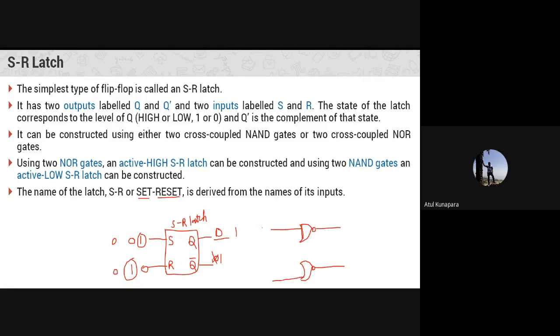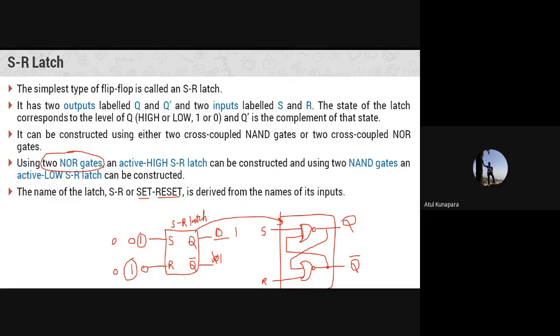There will be two inputs here. You can say here it is S and here it is R. Another input of this NOR gate will be taken from the output of the second, like this cross coupling. One NOR gate's output will be given as the input of the other NOR gate, like this. When you do this, here you will get your output Q, and here is your output Q bar. So this is the internal circuit of your SR latch. Inside this box, this kind of circuit will be there, using two NOR gates.